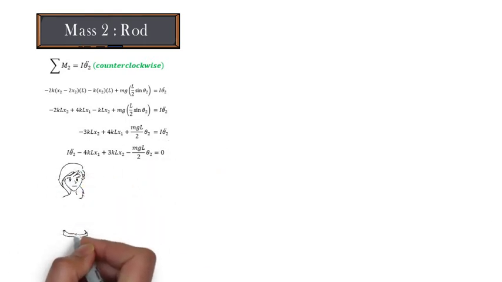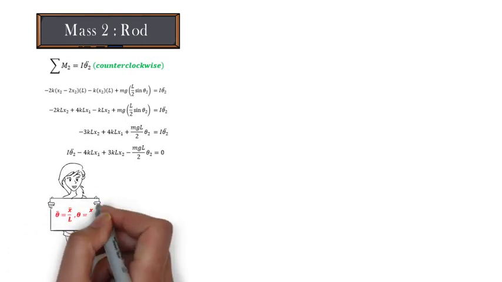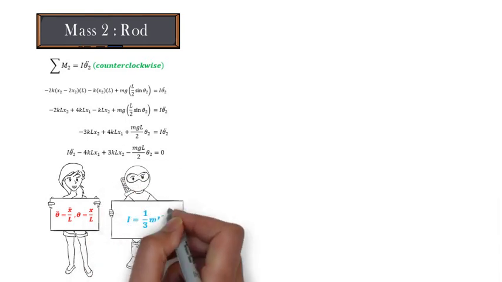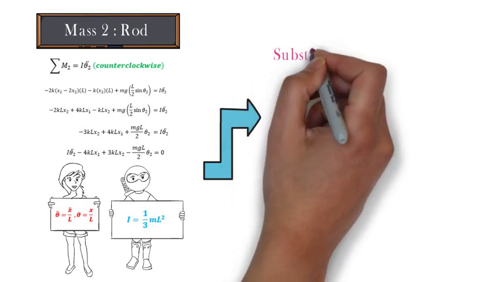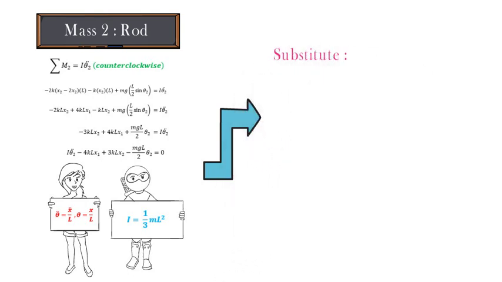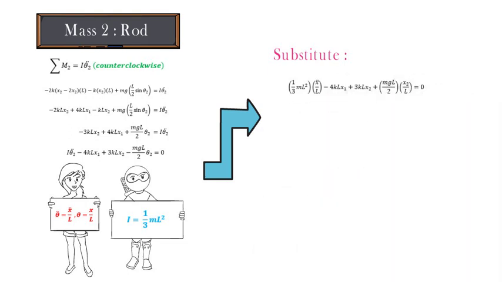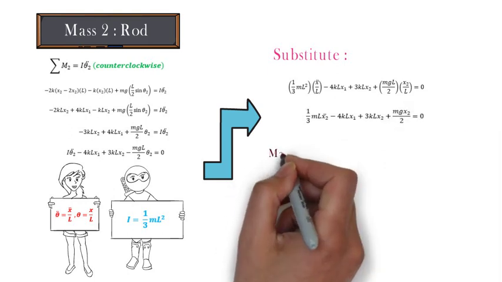In this animation, it shows that theta double dot is equal to x double dot over L and theta is equal to x over L. And as shown in animation 2, I for this rod is equal to 1 over 3 m L squared. Those formulas are then substituted into the equation to get the final equation of motion for the rod. And here is how the final equation will look.